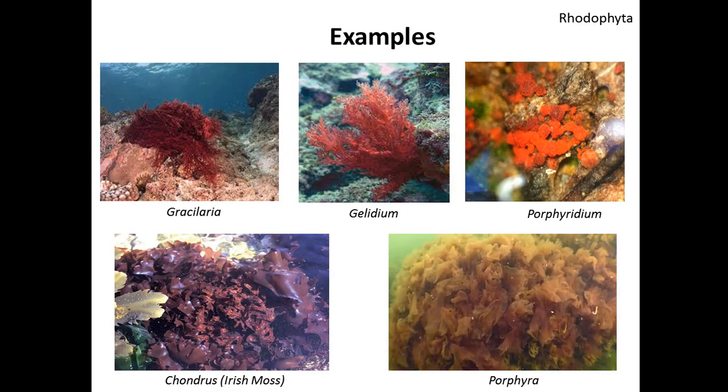Another example here is Porphyridium. It is a terrestrial or land alga, forming reddish scum on damp surfaces in greenhouses or the margin of drying garden pools. Another example here is Chondrus or Irish moss. It is edible and it is used as food. The reason why we call it Irish moss: moss is an undifferentiated body, and because it was used during the Irish famine as food, it is called Irish moss. Another example here is Porphyra. It is also an edible species of red algae.